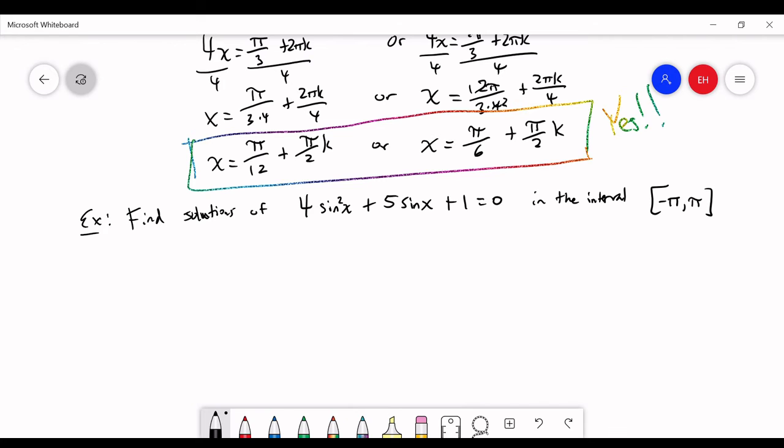And in this, sometimes the question will ask you to just find the answers in a certain interval. So in this case, from negative pi to pi. So it's pretty much the same thing. It's just that we're going to cut out any answer that's not in that interval. You'll see when I get to the end.